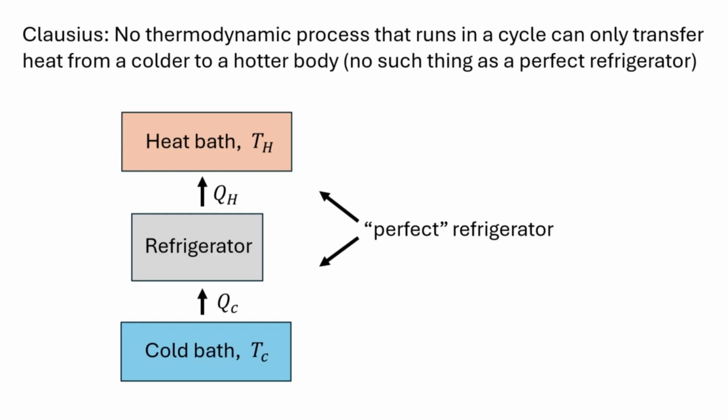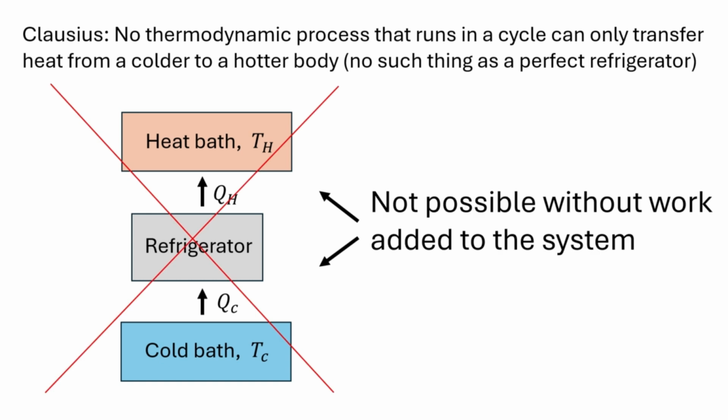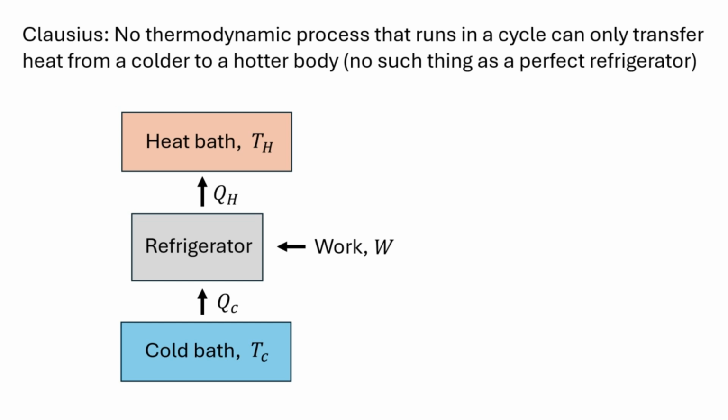And Clausius' theorem for the second law of thermodynamics says that no perfect refrigerator exists. What this means is that a refrigerator, which operates like a reverse heat engine, can't take heat from a cold body, thus making it colder, and give that heat to a hot body, thus making it hotter, without any external work being input into the system, that is. So simply put, a refrigerator will always need work added into the system to operate.